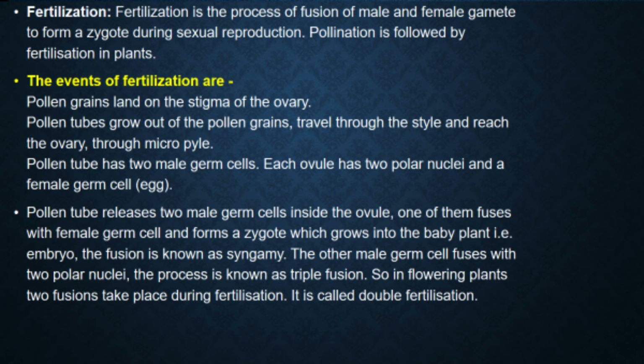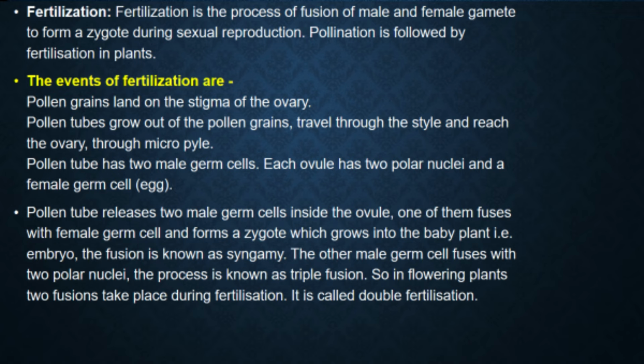So during fertilization, that is the fusion of male and female gametes, a zygote will be formed. Once pollination is done, fertilization takes place in plants. So what are the different steps seen in the fertilization process in plants? Once the pollen grain lands on the stigma, the pollen tube starts growing. It will travel through the style, this part is the style, and reach the ovary. Here is the ovary and you have the ovules, and then through the micropyle.